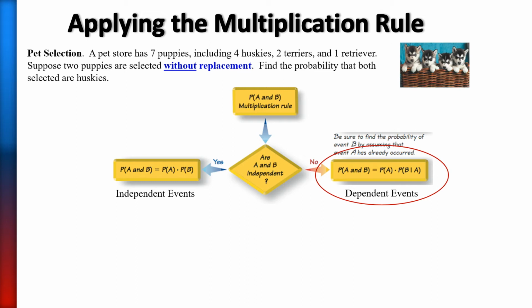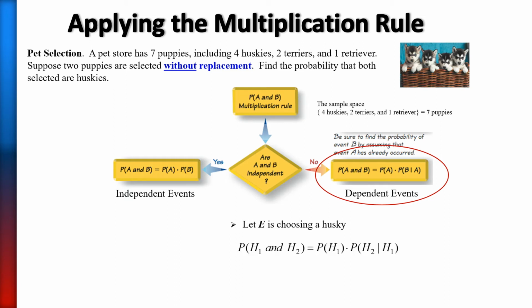So our sample space, recall we have 4 huskies, 2 terriers, and 1 retriever. So since we have 4 huskies, when we go in the first time, our probability of selecting a husky would be 4 out of the 7 puppies that are there. So 4/7. And now remember, originally we had 7 puppies in the basket. We took 1 out, we did not put him back in there, so now there are only 6 puppies left.